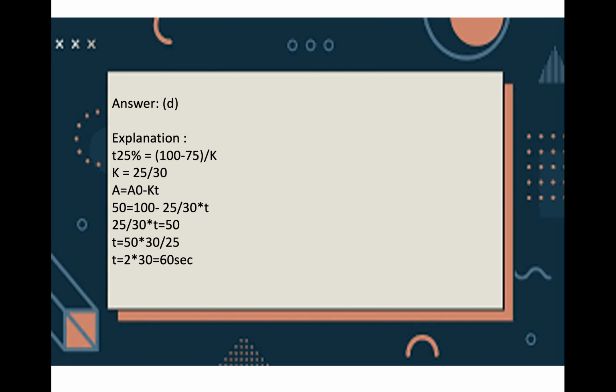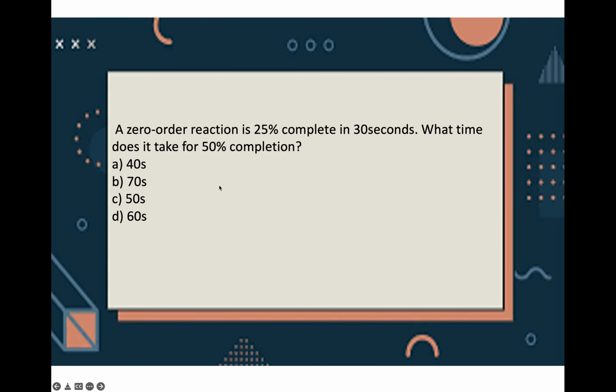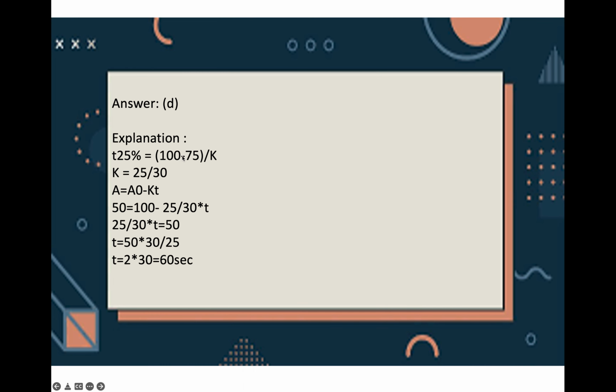D is 60 seconds. So T 25 is 100 minus 75 divided by K. Okay, so K is equal to 25 by 30. So what is 30? It is completed in 30 seconds, that is the time. So 100 minus 75 is 25 by 30. So you know already K is 25 by 30.